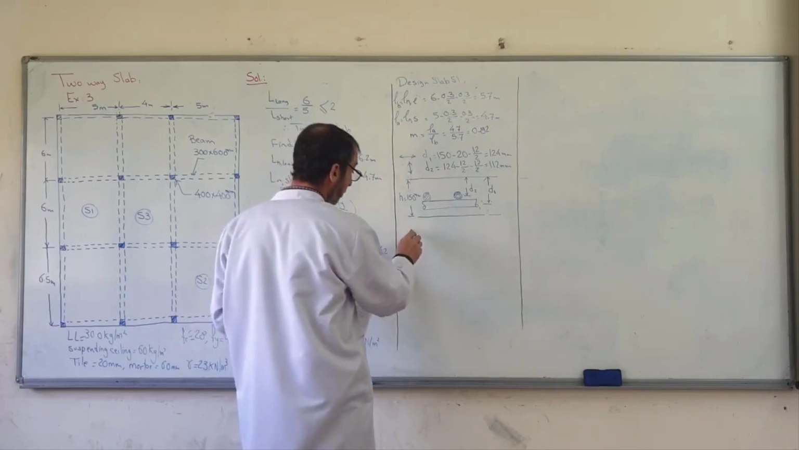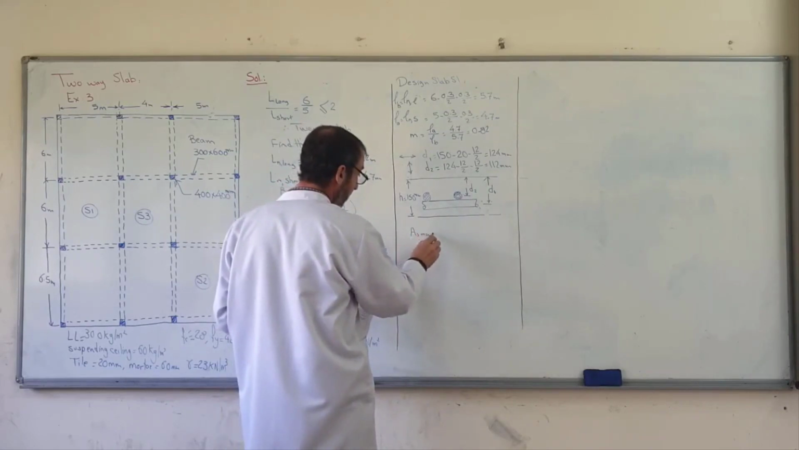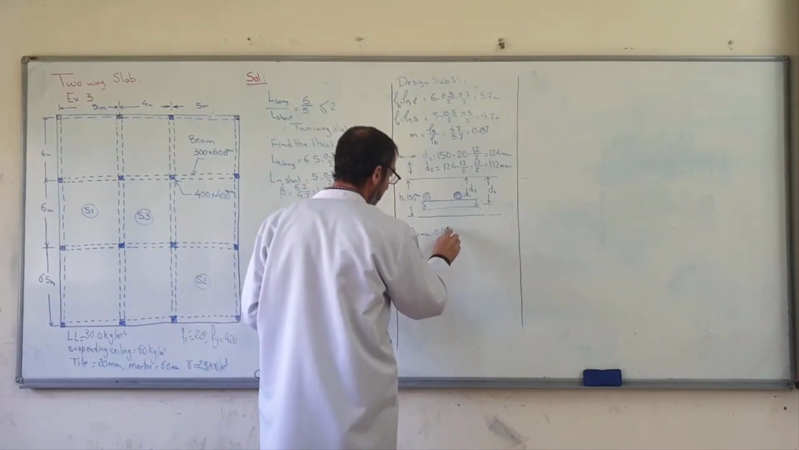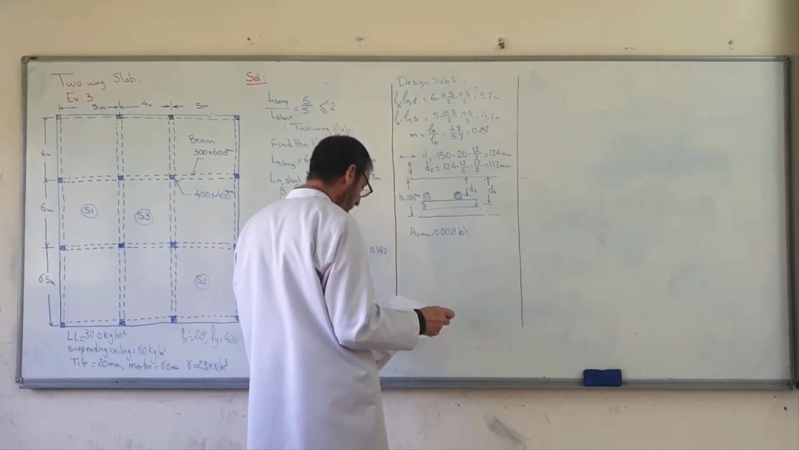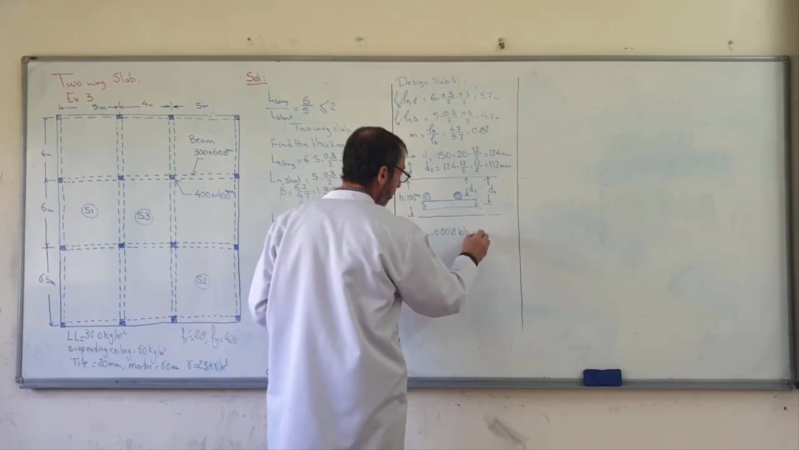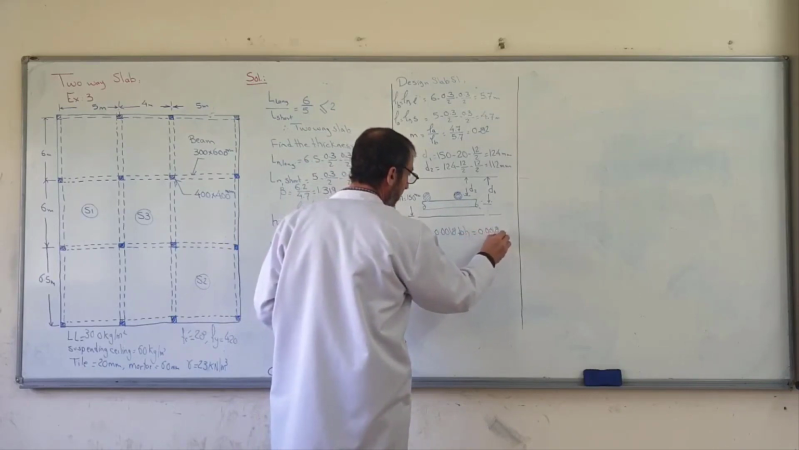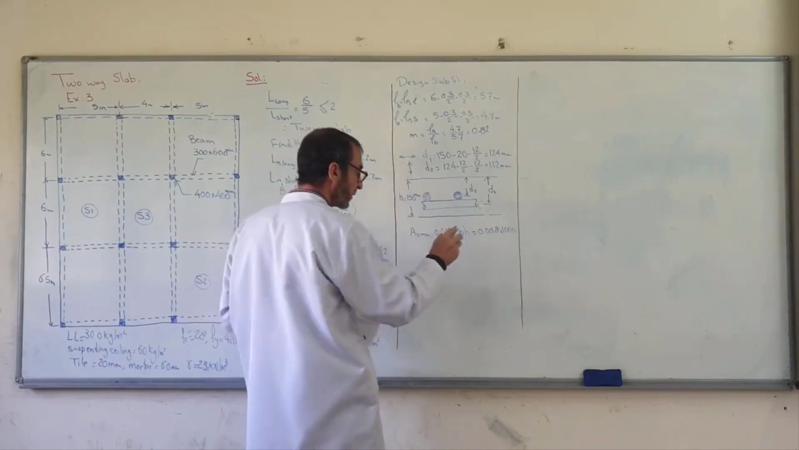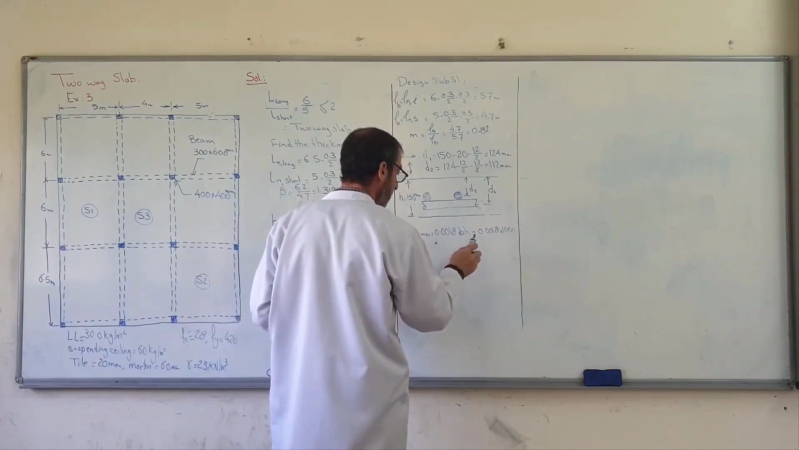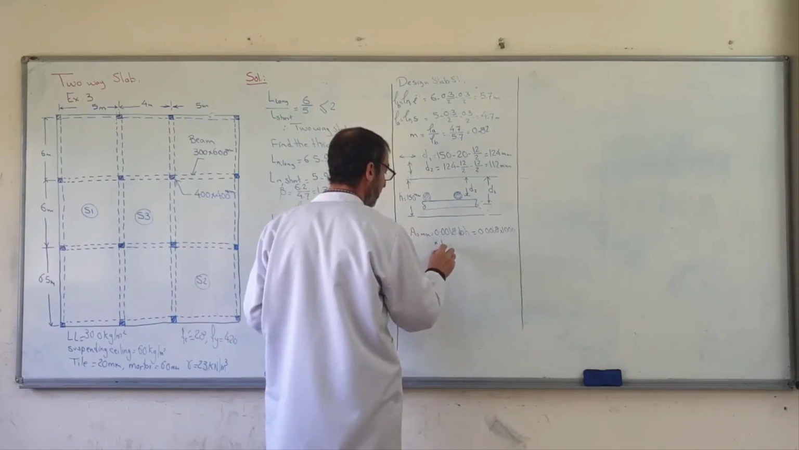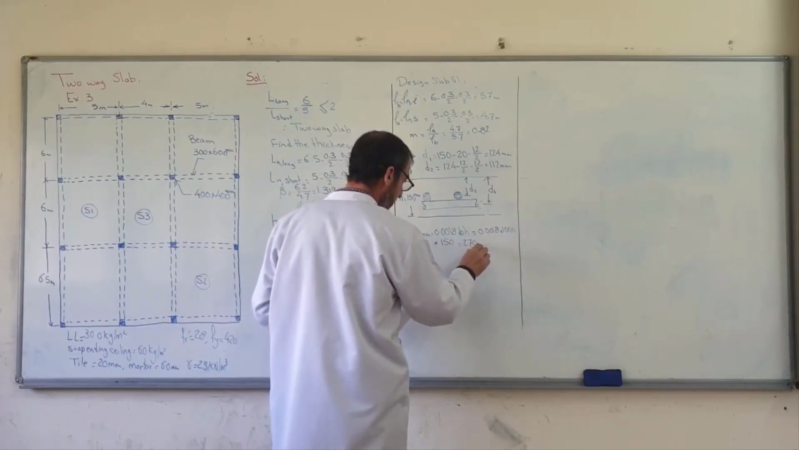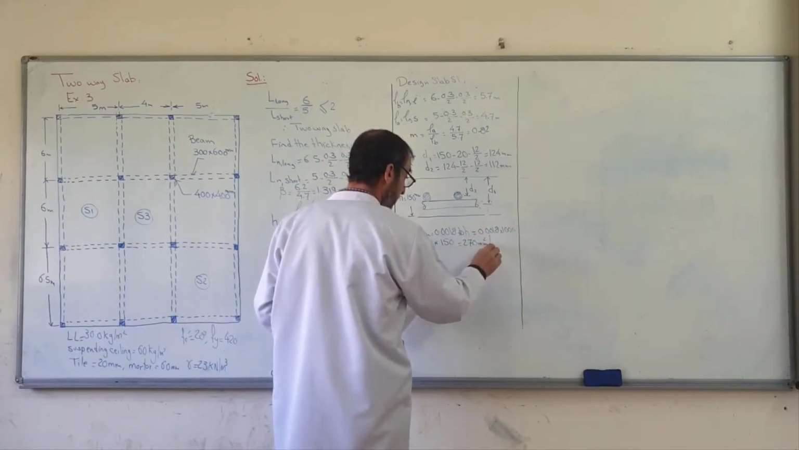Now AS minimum, don't forget, the reinforcement must be more than AS minimum. AS minimum is equal to what? 0.0018 times B times H. B is 1000 for the design of the slab, 1 meter, times H, 150, is equal to 270 millimeters square per meter.